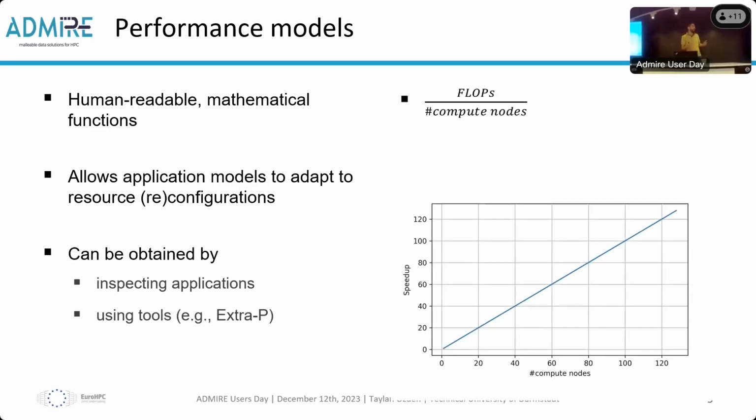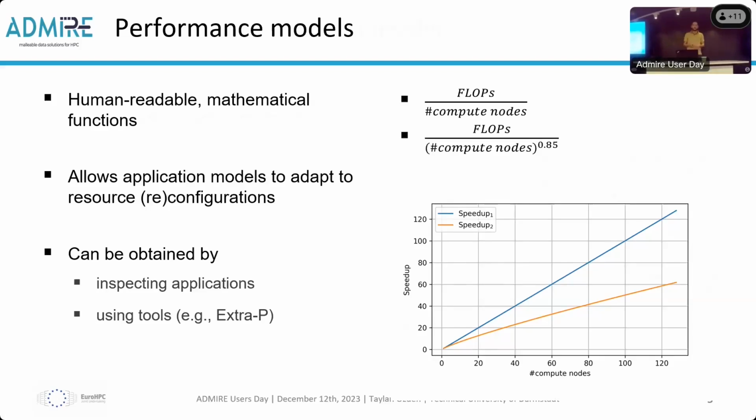A simple performance model, just for demonstration purposes: if you want to describe a computational task, you can simply take the floating point operations and divide them by the number of compute nodes. You would get a linear speedup, but that's not very realistic. So with these performance models, you are also able to introduce some non-linearity. You can divide the floating point operations by the number of compute nodes to the power of 0.85, for example, so that you get non-linearity and more realistic results in your performance models and the tasks.